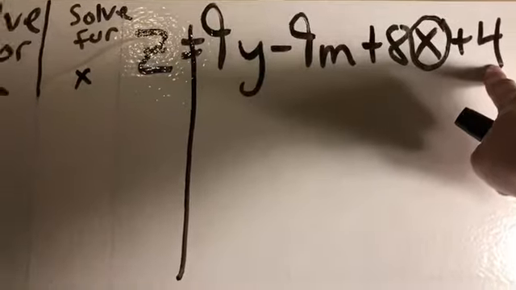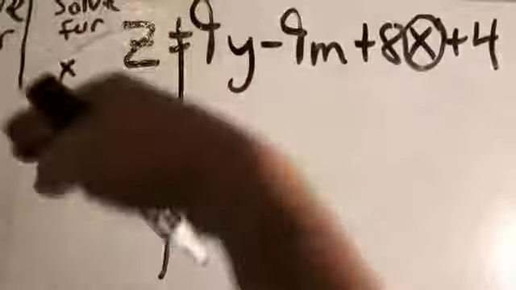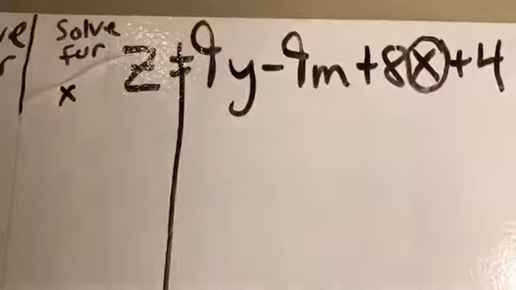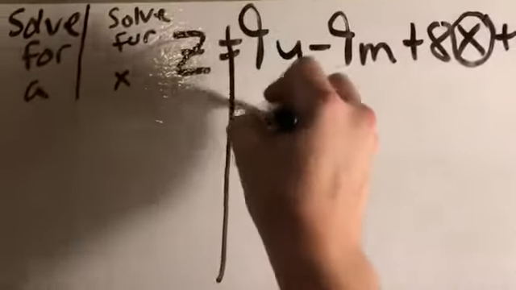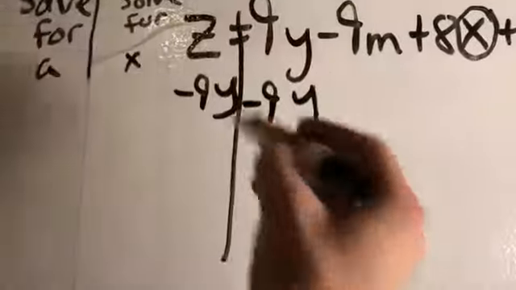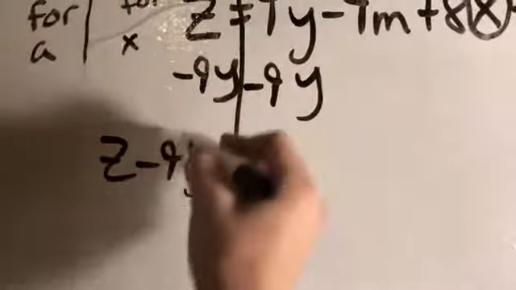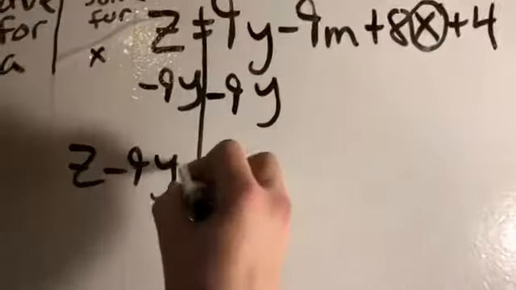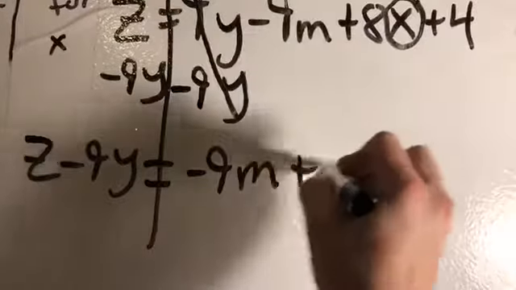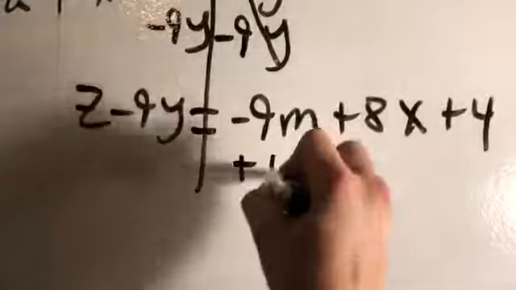So we need to get rid of 9y, negative 9m, and negative 4 one at a time, and then we'll deal with that 8. We always keep that close number till the end. So that's positive 9y. I'm going to subtract it from both sides. Z and y are not like terms, so I'm going to write z minus 9y together equals, that goes away now, negative 9m plus 8x plus 4. Now I'll get rid of the 9m.